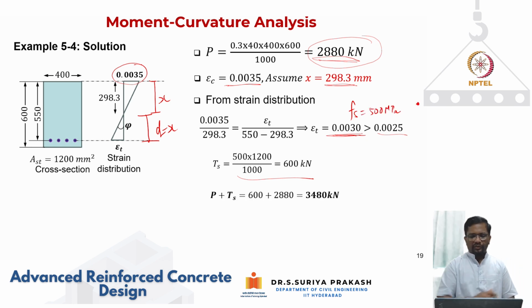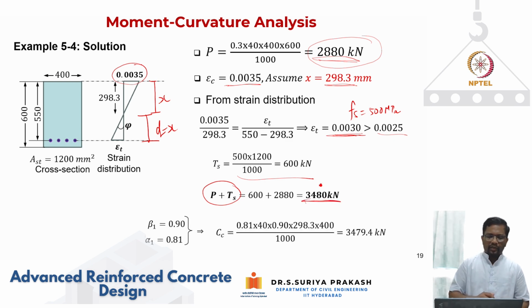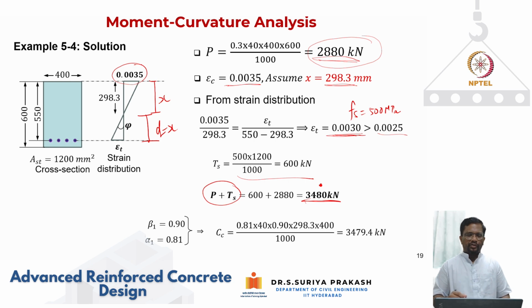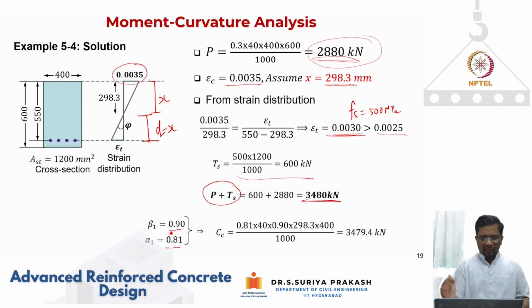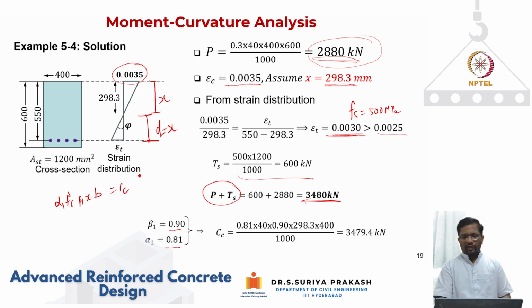So if you substitute Ts, from your force equilibrium, P plus Ts, because P is acting from left to right and Ts is also acting from left to right, they are all in the same direction. You add them up and you get a force of 3480 kilonewton. Now again, for epsilon c equal to 0.0035, beta 1 is 0.9 and alpha 1 is 0.81. Then how do you get your Cc? Again we go back: Cc equals alpha 1 f'c times beta 1 x multiplied by b. You substitute all the values and you get a force of 3479.4 kilonewton.